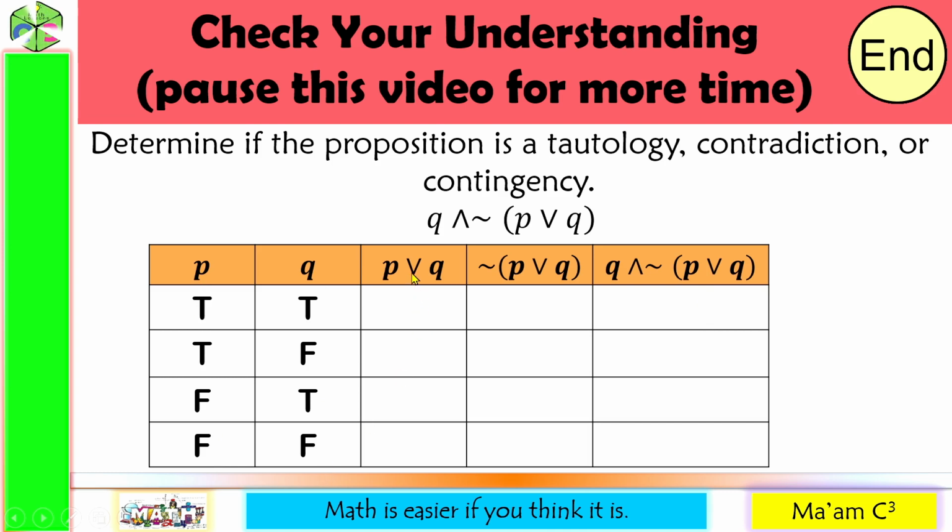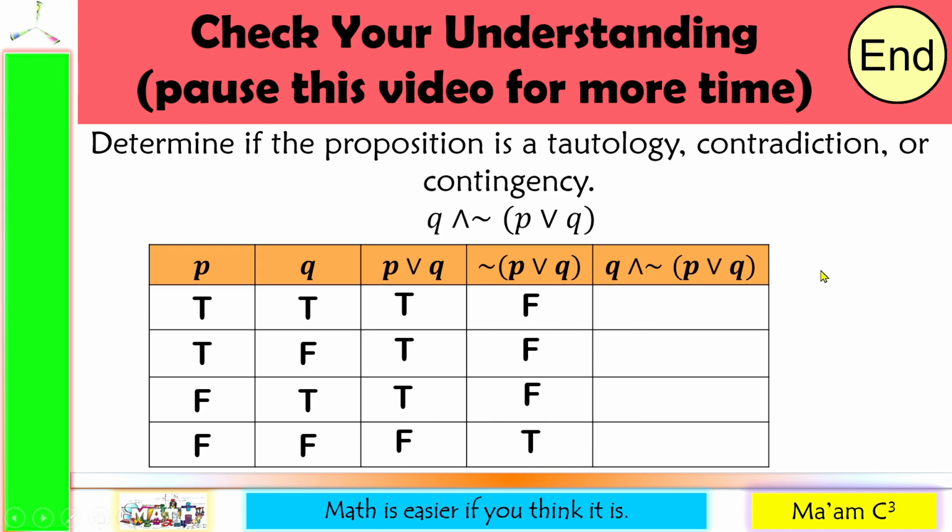So for P or Q, let us focus our eyes on P and Q. If it is or, then you only need one true so that it will be true. These are both true, so this is true. I have one true, so this is true. I have one true, so this is true. I have both false, so this is false. Next column is the negation of P or Q. So the negation of this column. The negation of true is false. Again, this is false, and the negation of false is true.